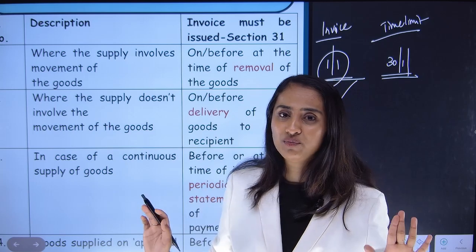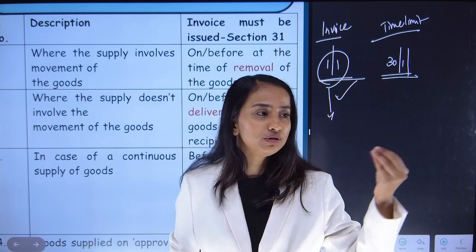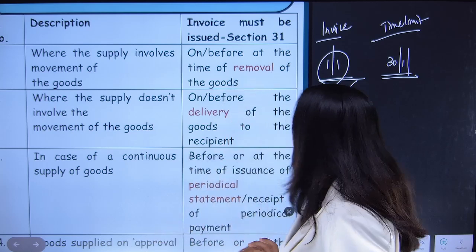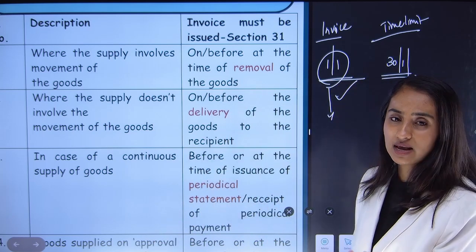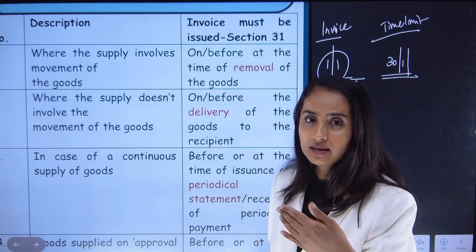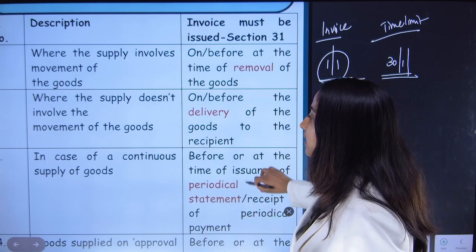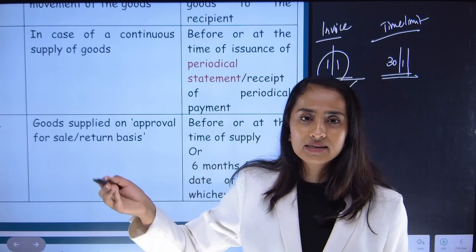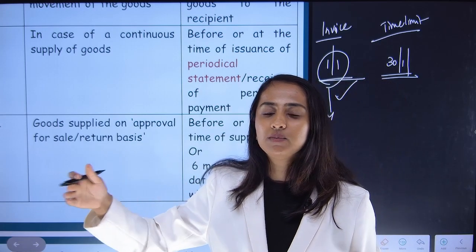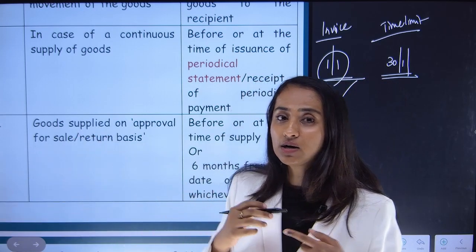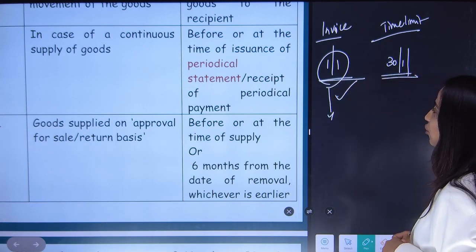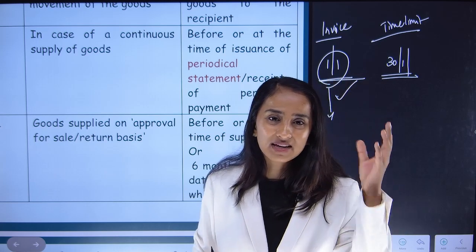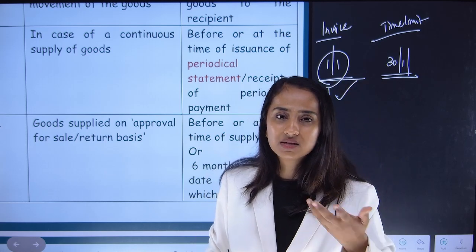Next, when there is no movement, where there is direct delivery, I go to the Croma showroom, I buy a laptop, direct delivery, no movement of goods. Then on or before delivery, at the time he gives me the laptop, he will have to issue the invoice. In case of continuous supply of goods, let's say there is a contract for supply of gas or anything which says for the next 6 months I will be supplying these goods. Then if it is a continuous supply of service, then before or at the time of issuance of periodical statement or receipt of periodical statement, it's like a bill or any statement which covers the supply.